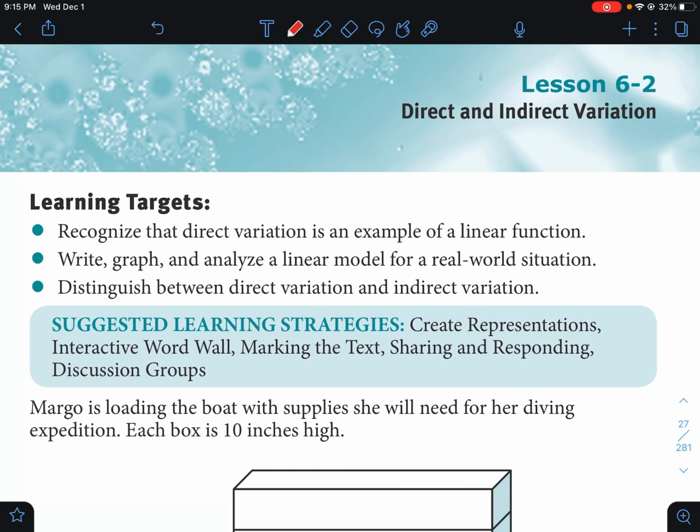This is a video recording for the lesson 6-2, direct and indirect variation. Remember, as we're going through this, you are supposed to be having your workbook out with you, filling in the notes as we go, just like we would normally in class. This one's focused on direct and indirect variation.